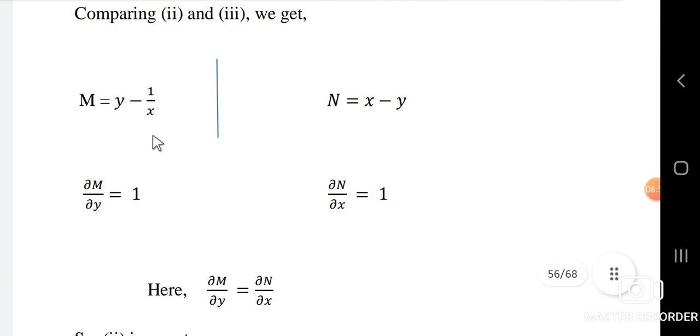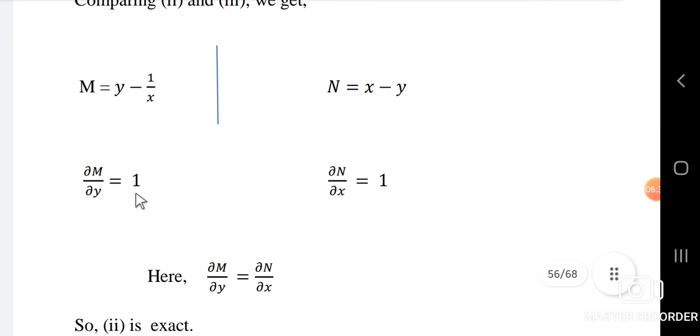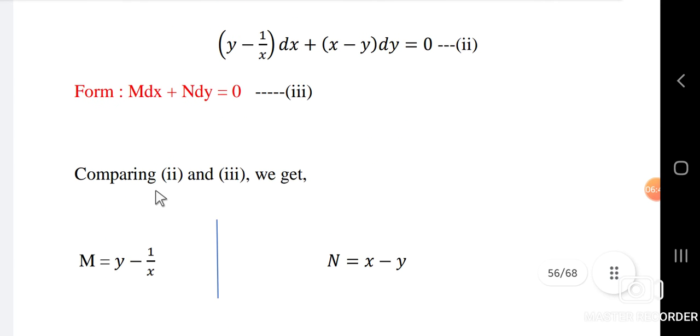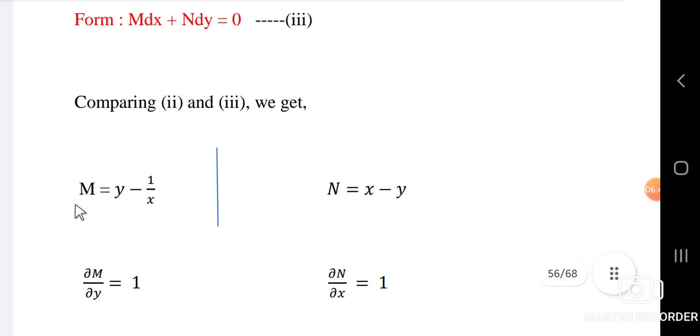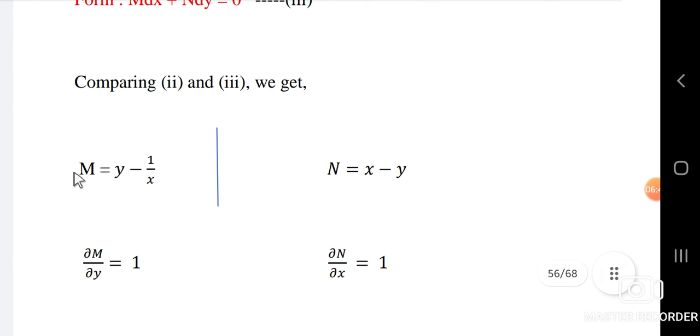So there is no y here. So this will be, so y minus 1 by x, that is m. Differentiate this m with respect to y. This y becomes 1 and this term will be a constant. Because we are differentiating with respect to y only, x becomes constant, so this will be 0.